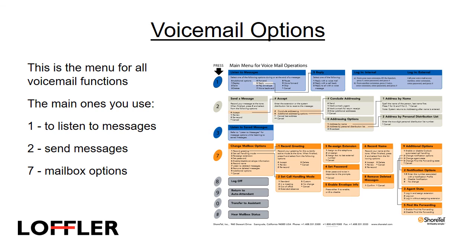This is a menu for all voicemail functions. The main ones you will use are number 1, listen to messages, number 2, send messages, and number 7, mailbox options. There is a copy of this out on the training website. Feel free to print off a copy.